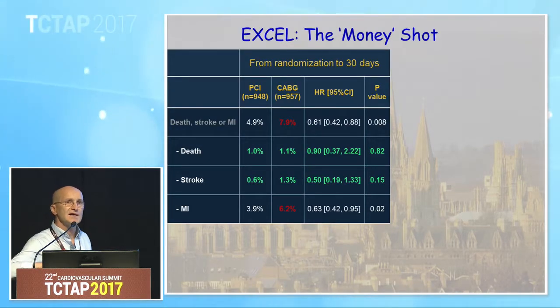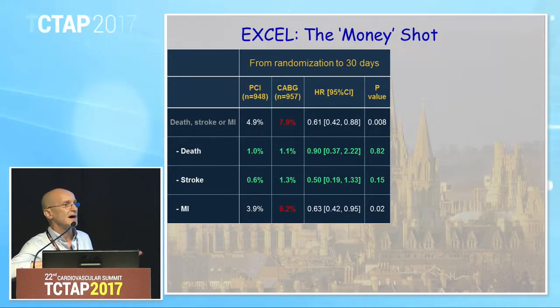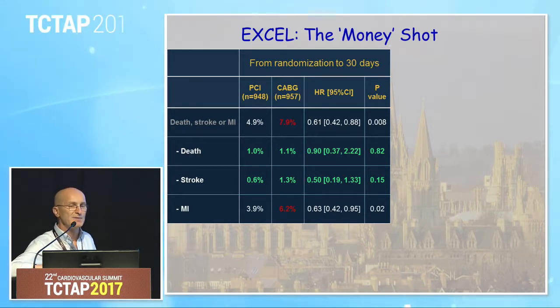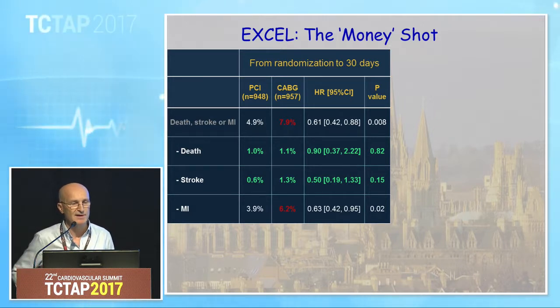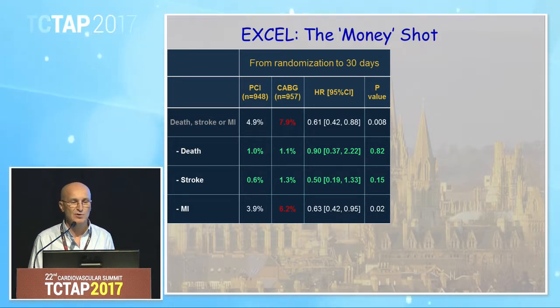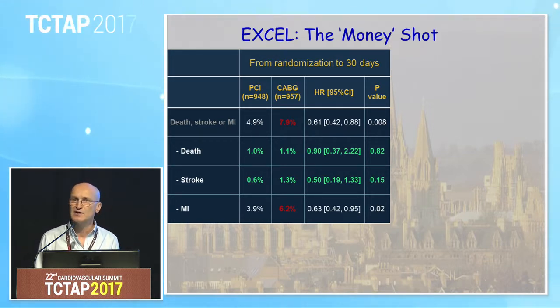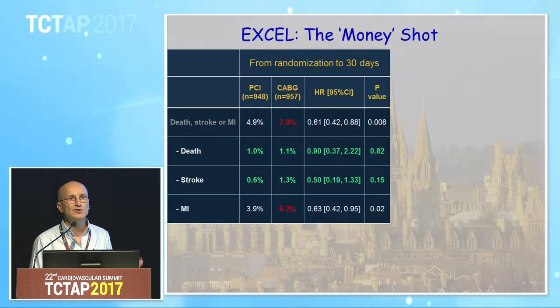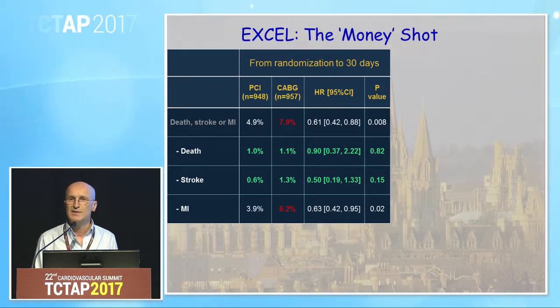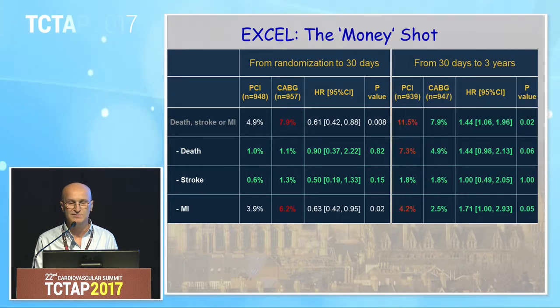And if you look at the XL study in detail, to me, I would call this the money shot. If you look at what happened between randomization and 30 days for the composite of death, stroke, or MI, it was higher in CABG, and significantly so. But it was not driven by death or stroke, which were the same. It was driven by a higher incidence of early myocardial infarction. And this is because of the new biochemical definition of myocardial infarction.